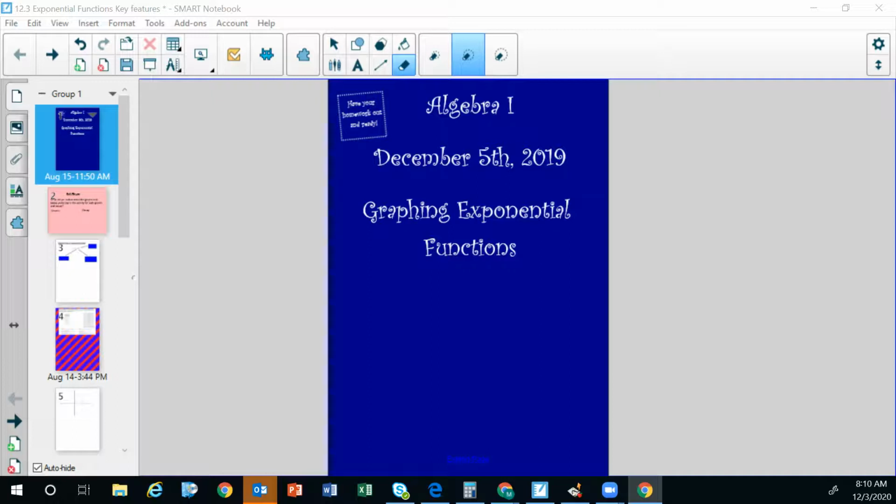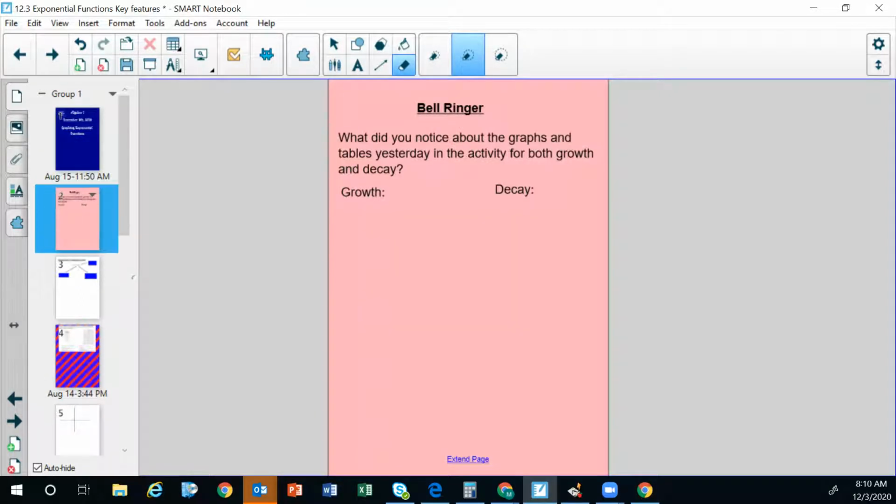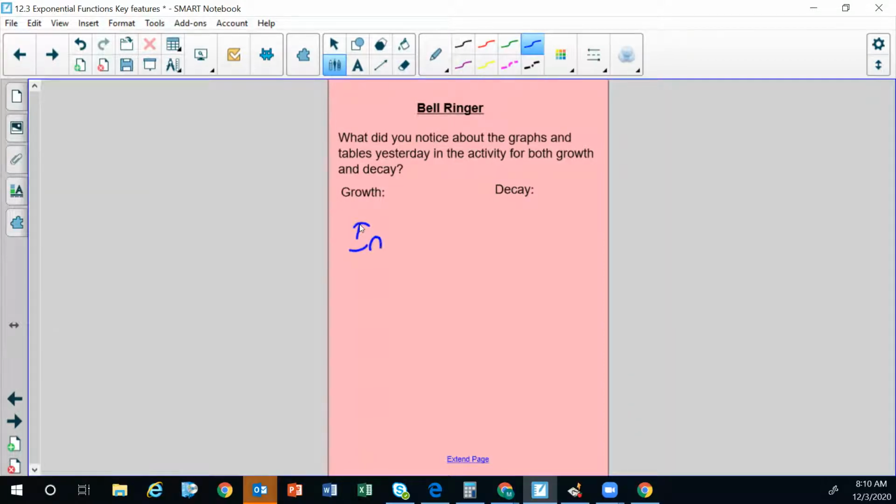Today, we're going to talk about exponential. Yesterday, we did the project and the activity. Let's look at the activity we did yesterday. For the growth activity, what do y'all notice about the graph? It goes to the right. So for growth, the graph increases. And for decay, it's the opposite. The graph decreases.